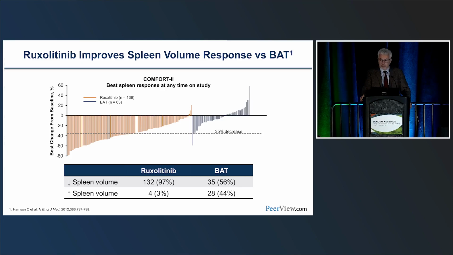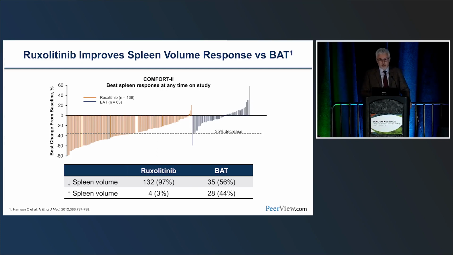This is a waterfall. All the patients, as you can see in the orange, were treated with ruxolitinib, and 97% of them have some degree of improvement in the spleen, which was not the same in those that were treated with best available therapy, hydroxyurea, in blue. The same type of response applies to the improvement in the symptoms.